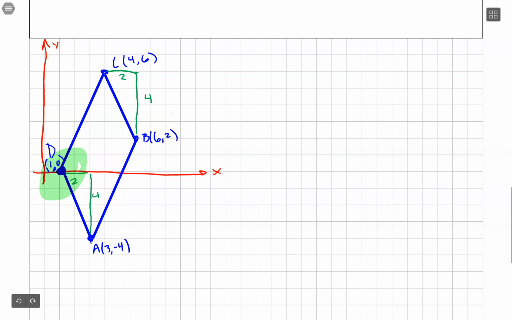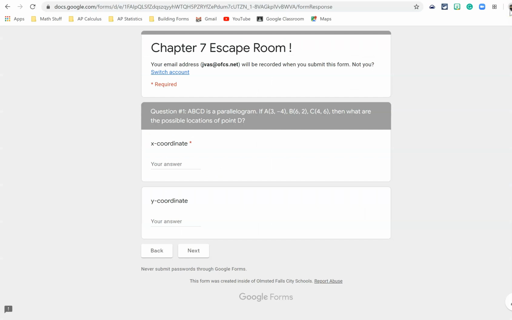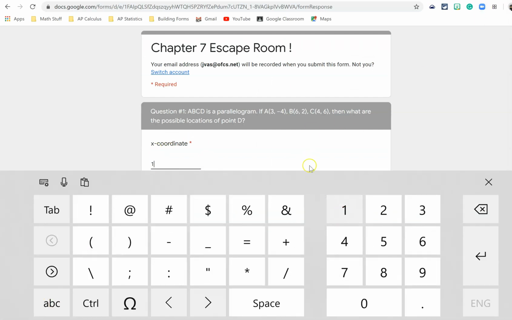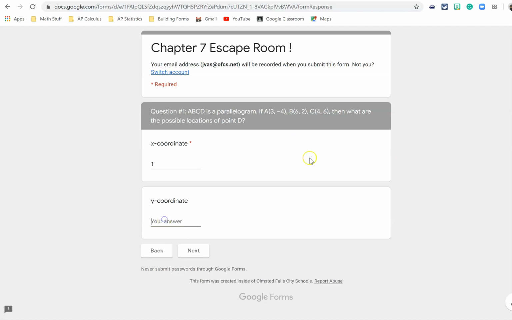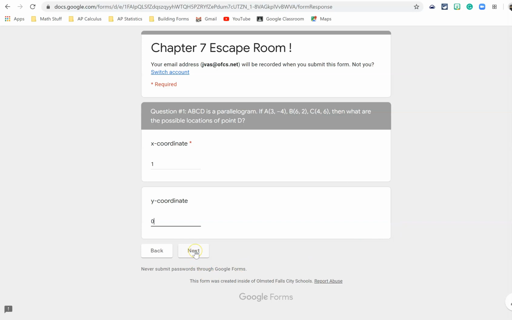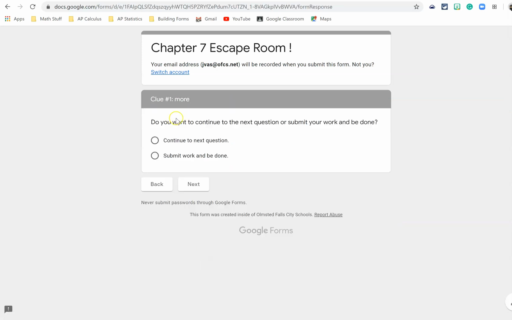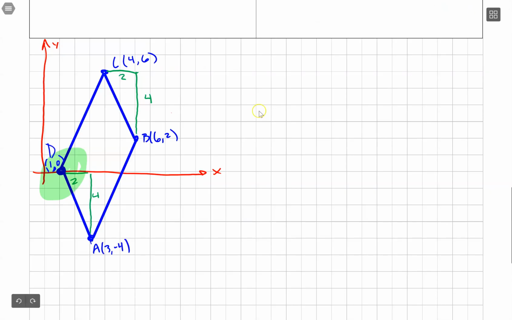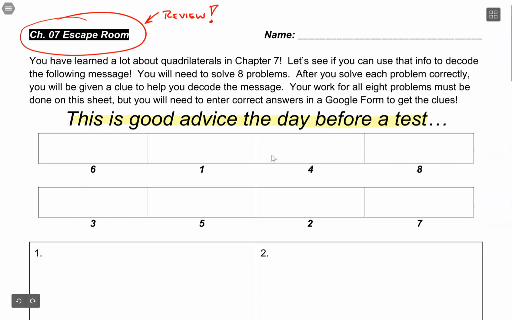So let's go jump back over to the form and enter that information. So we have an X coordinate of 1 and a Y coordinate of 0. And let's go ahead and see if we're right. Boom. Gave us a clue. That means we're right. The clue is that number 1 should be more. So let's go back over here and go to what's listed here as number 1 and add the word more.